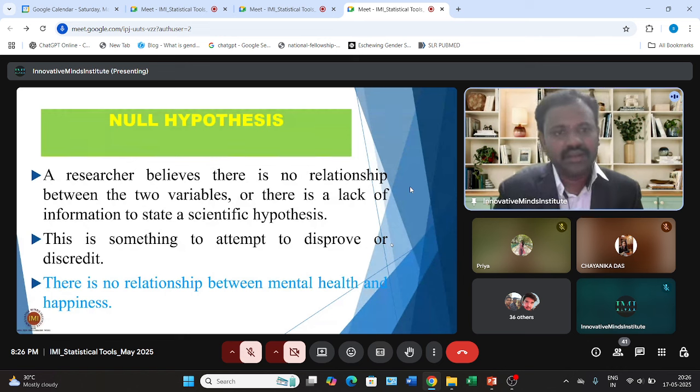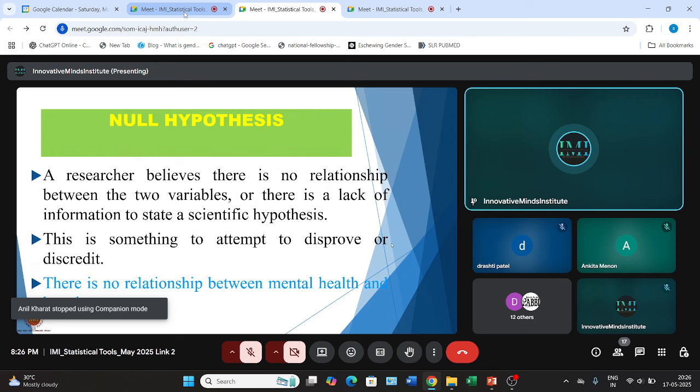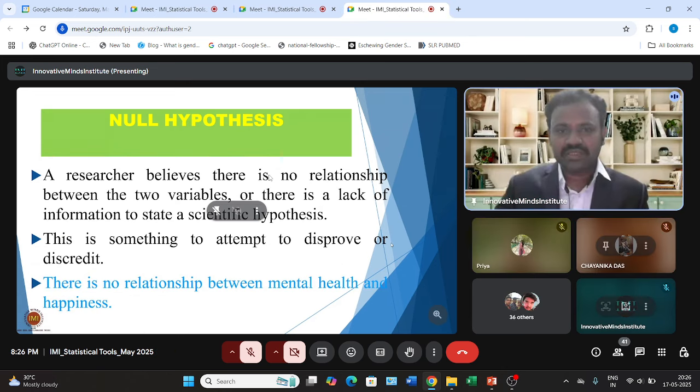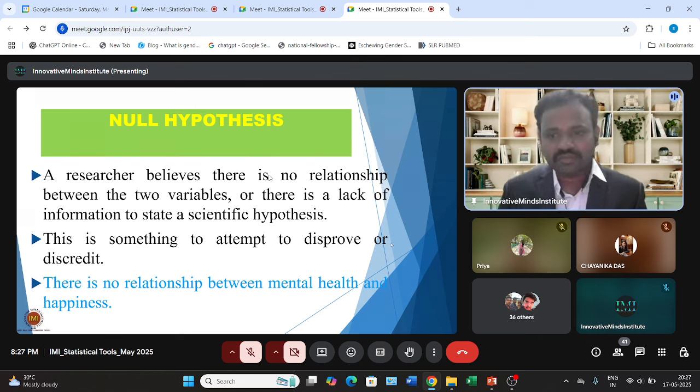Let's get into that. What do you mean by null hypothesis? So there is no relationship between two variables. You are stating that there is no relationship between two variables, or there is a lack of information to state a scientific hypothesis. You don't have basic information to state that this influences this, there is a relationship. If you are unable to say that, simply you can go ahead with the null hypothesis, right? There is something to attempt to disprove or discredit, right? We are trying to say that there is no relationship.